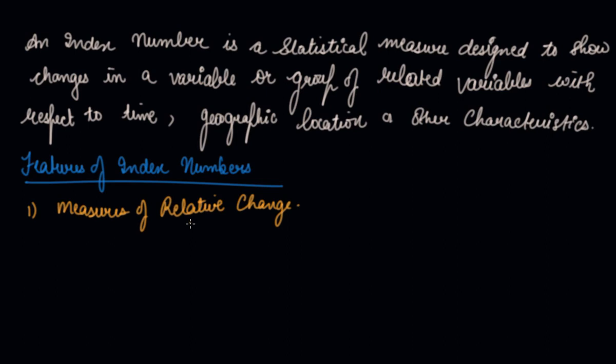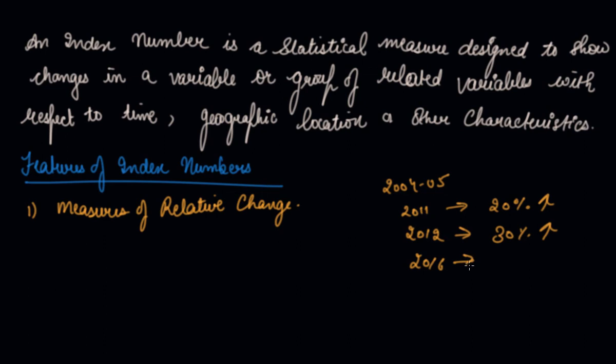Like, I am talking about 2004-05, let's have taken as a base year. So in 2011, the change in the price of wheat was, let's say, 20% rise. In 2012, it changed to 30%. Till 2016, it has increased to 60% from 2004. So, we are calculating the index number in case of relative change or in the case of percentage.